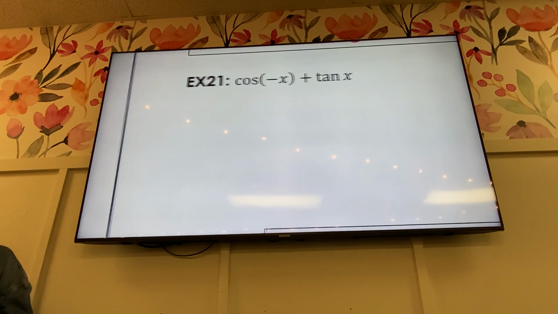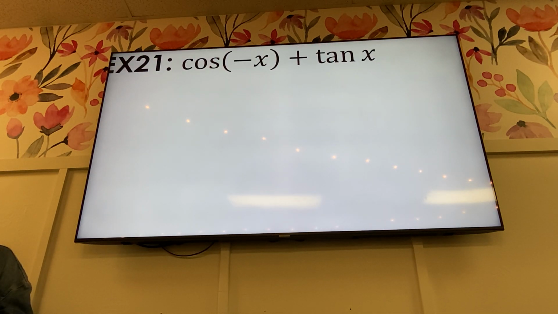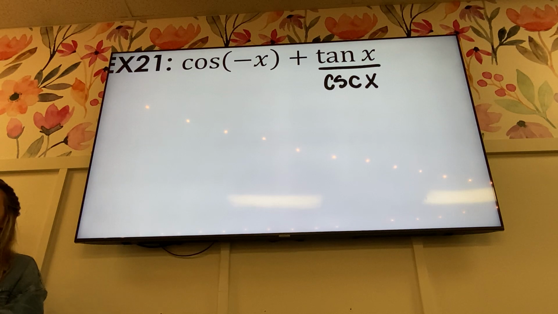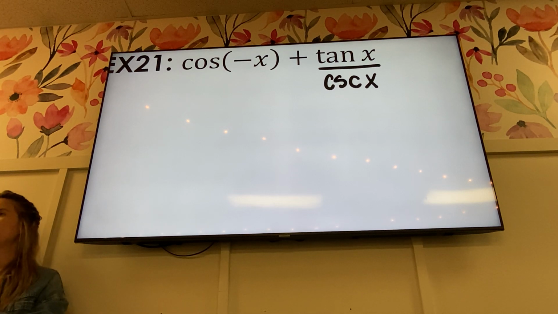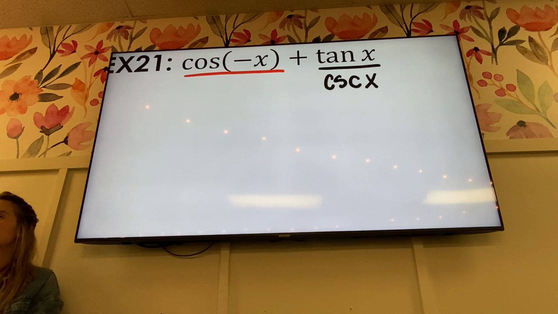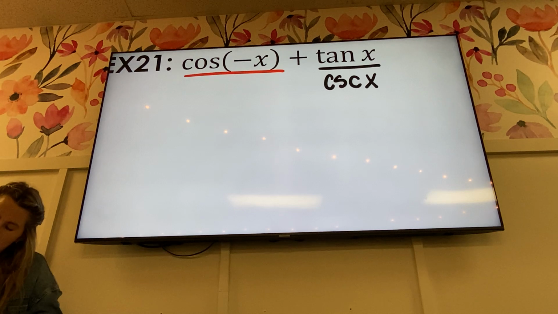All right, so let's look at 21. 21's a little bit more complicated because it's a simplifying problem, and I messed it up. Change that to be cosecant x, tangent over cosecant x. So you can see the even, odd trig identities incorporated in a simplifying problem. Here I have cosine negative x plus tangent over cosecant x, and I'm going to take care of the cosine first. I know that cosine of negative x is the same thing as cosine of x.